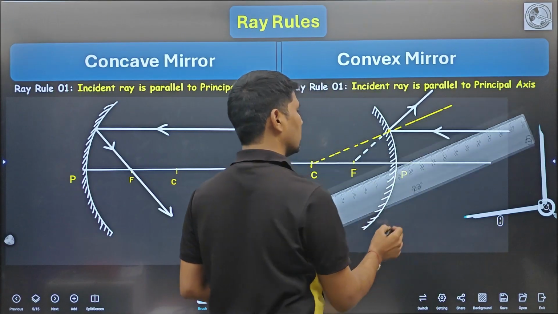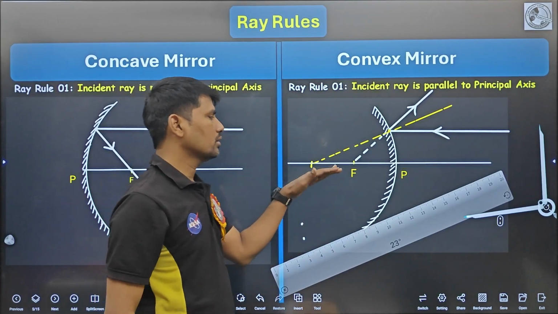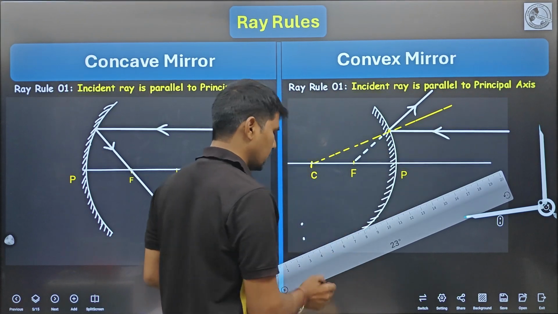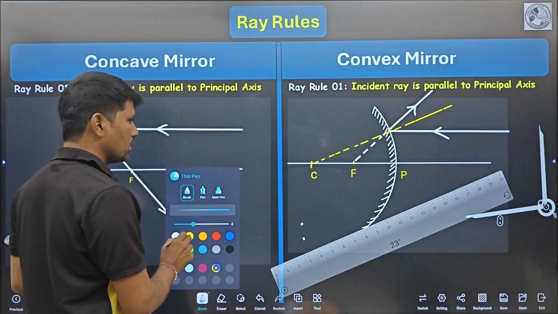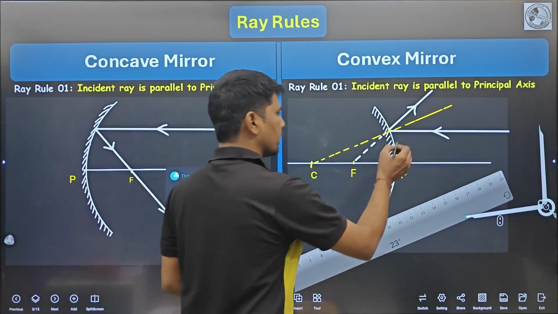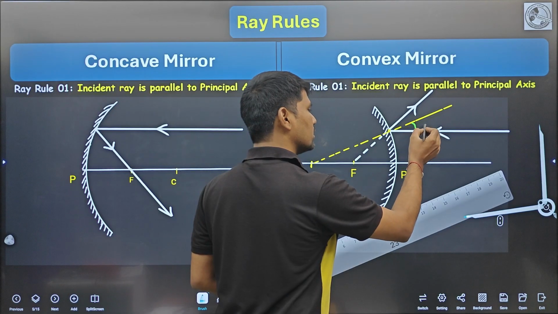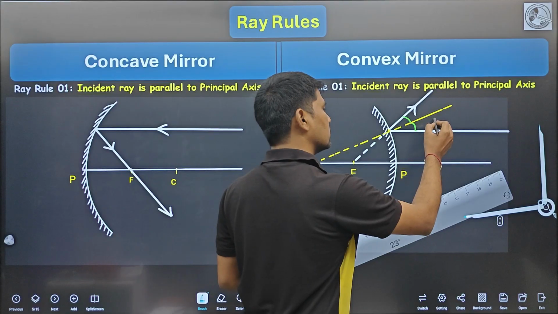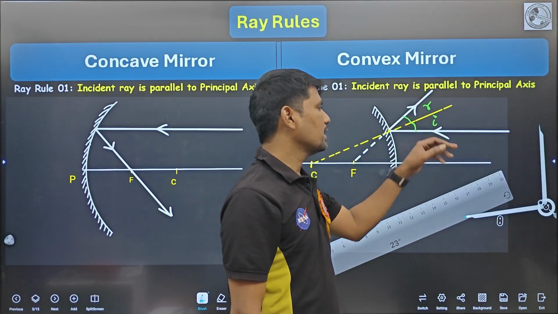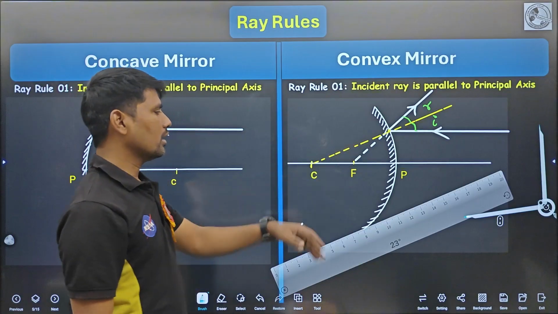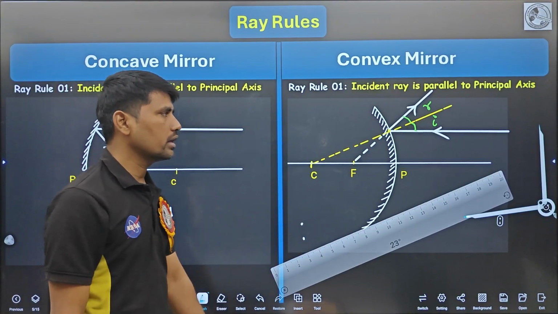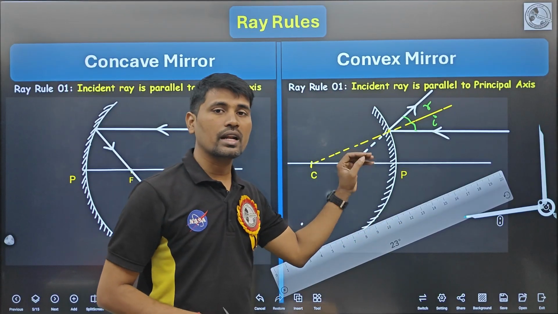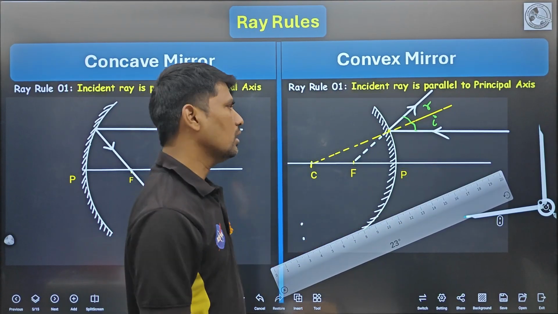This yellow color is the normal. If you observe the normal, it looks like an angle bisector for this angle, right? That's why this angle is the angle of incidence I, and this angle is the angle of reflection R. I is equal to R. Again, the convex mirror is also following the laws of reflection. Based on the laws of reflection only, we are getting the reflected ray direction. This is the conceptual understanding.